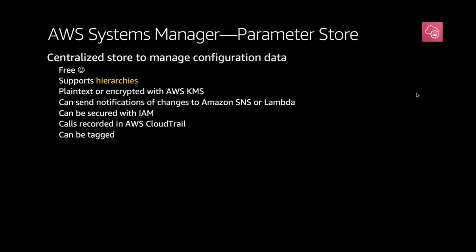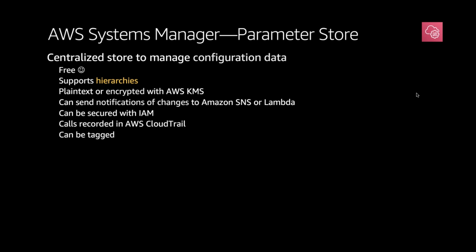It's kind of intuitive to use, and you can fetch multiple parameters at the same time with one API call by using this kind of hierarchy. You can encrypt, of course, these parameters. You can be notified when things change. You have different IAM permissions for who can write and change these parameters and who can read and consume these parameters. Probably for your functions, you want them to read and fetch and consume these parameters but not update them.